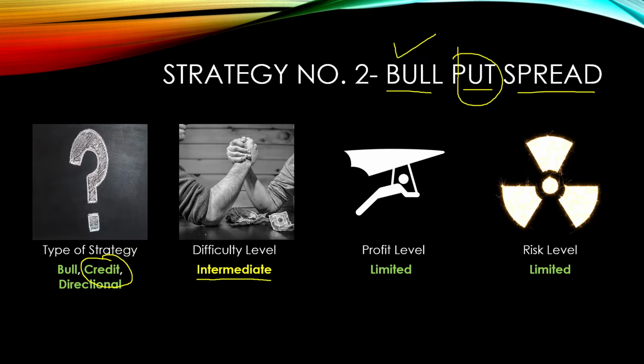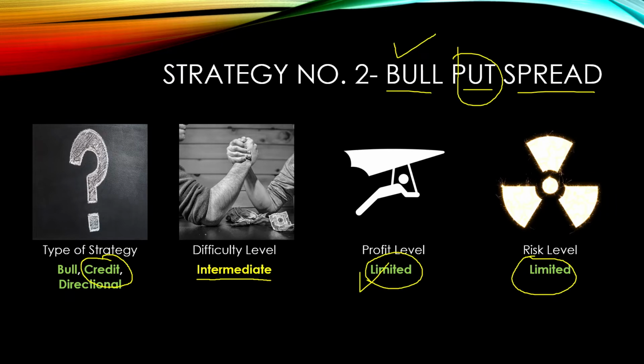The profit level is limited in all credit strategies. The profit is limited to the net premium collected, and the risk level is also limited. You will wonder, if this is a credit strategy where I am net selling options, why is the risk level limited?